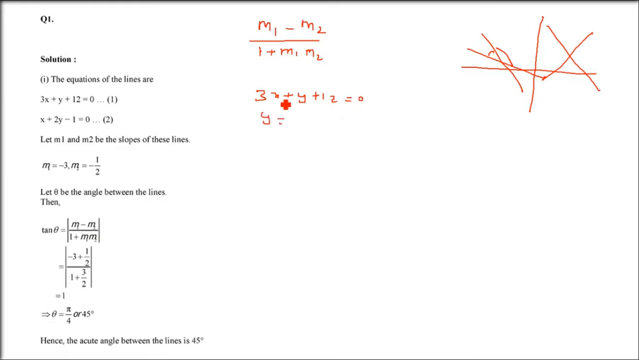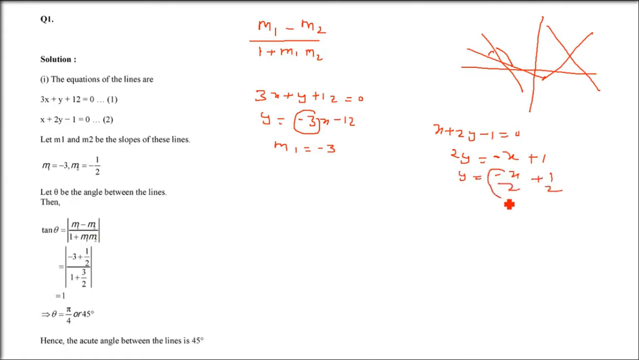So what is the slope of 3x plus y plus 12 equals 0? We write it as y equals mx plus c. So y equals minus 3x minus 12, and m1 is minus 3. Take the other equation, x plus 2y minus 1 equals 0. In y equals mx plus c form, 2y equals minus x plus 1. So y will be just divided by 2: minus x by 2 plus 1 by 2. So this is your m2. We got m1 and m2, the slopes of these two lines.